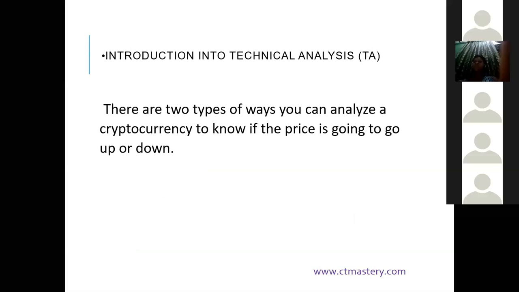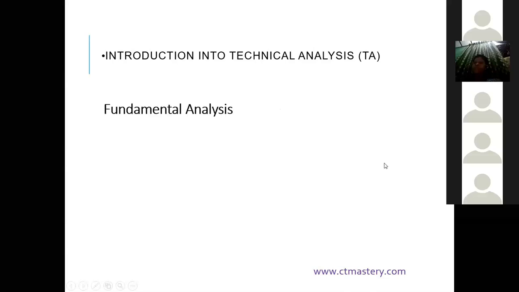Now, basically, there are two ways you can analyze a cryptocurrency to know if the price is going to go up or it's going to go down. You know, basically, as traders, what we want to do is to make profits: buy a coin when it's low and sell it when it's high. So to know if a coin is going to do well, there are two basic ways we do that. We do either fundamental analysis or we do technical analysis.